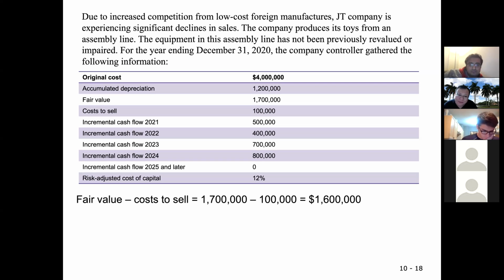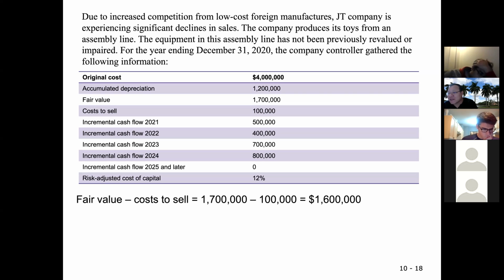2.4 million. How did you get it? The incremental cash flows. Okay, so you summed all the future cash flows together? Yeah. But the cash flows need to be discounted. Yeah, okay. There's one piece of information here called the risk-adjusted cost of capital, 12%. That's the discount rate you are going to use.